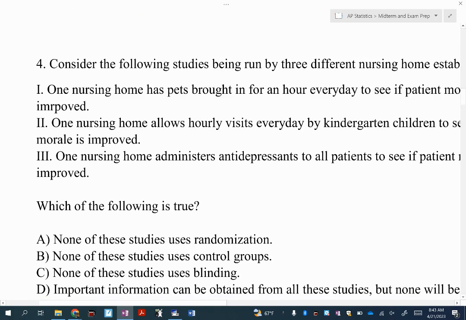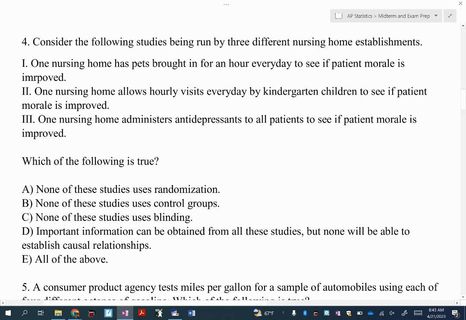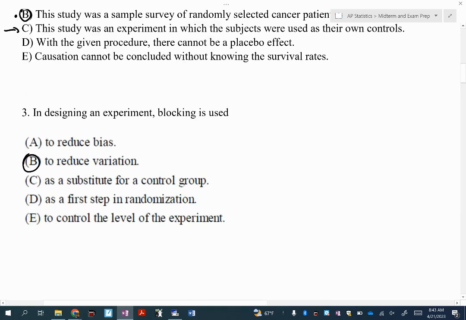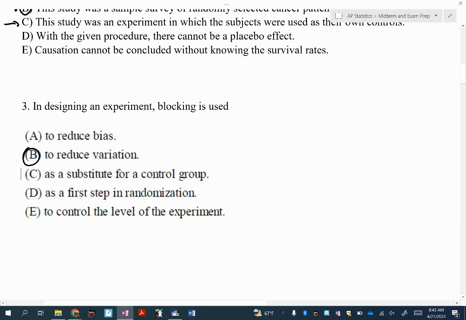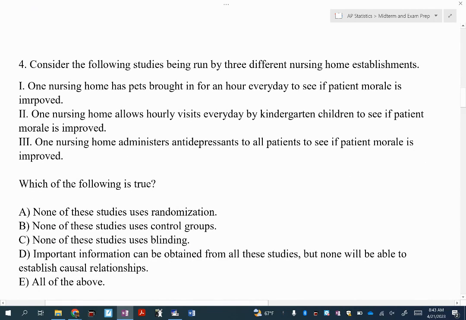Okay, number 4. It's to reduce variation. Blocking is always used to reduce variation, 100%. Do you need to have blocking to have an experiment? No, you don't. You only should introduce it if you think that it's important. Otherwise, you don't need to have it.